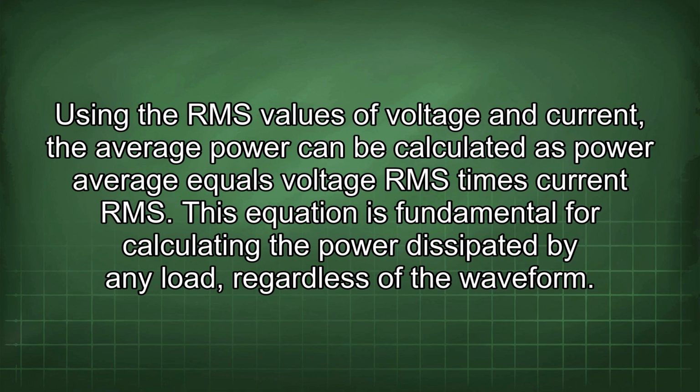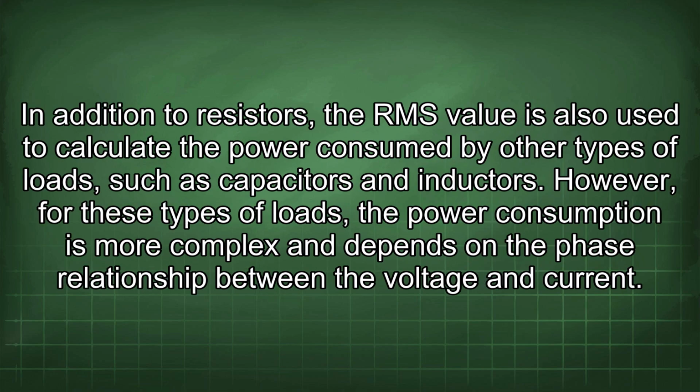Using the RMS values of voltage and current, the average power can be calculated as P_average equals V_RMS times I_RMS. This equation is fundamental for calculating the power dissipated by any load, regardless of the waveform. In addition to resistors, the RMS value is also used to calculate the power consumed by other types of loads, such as capacitors and inductors.